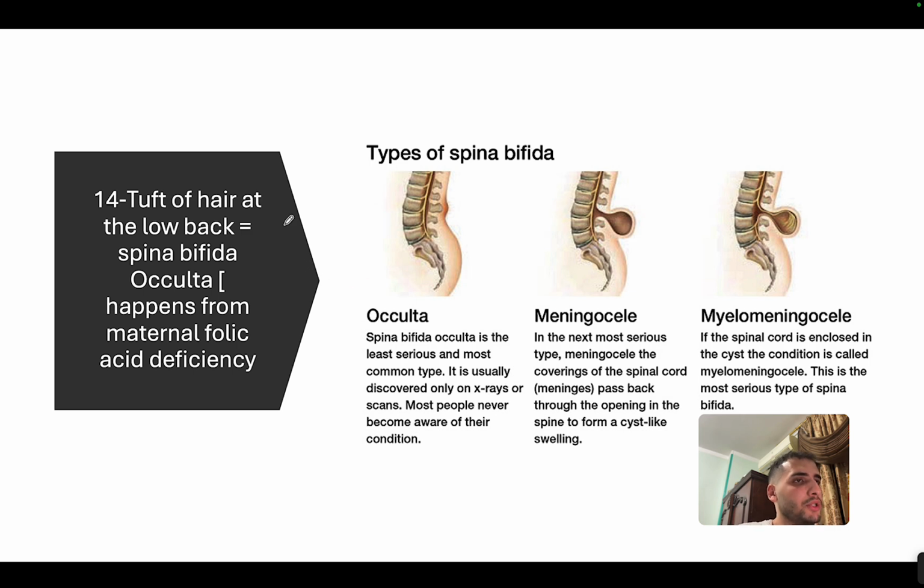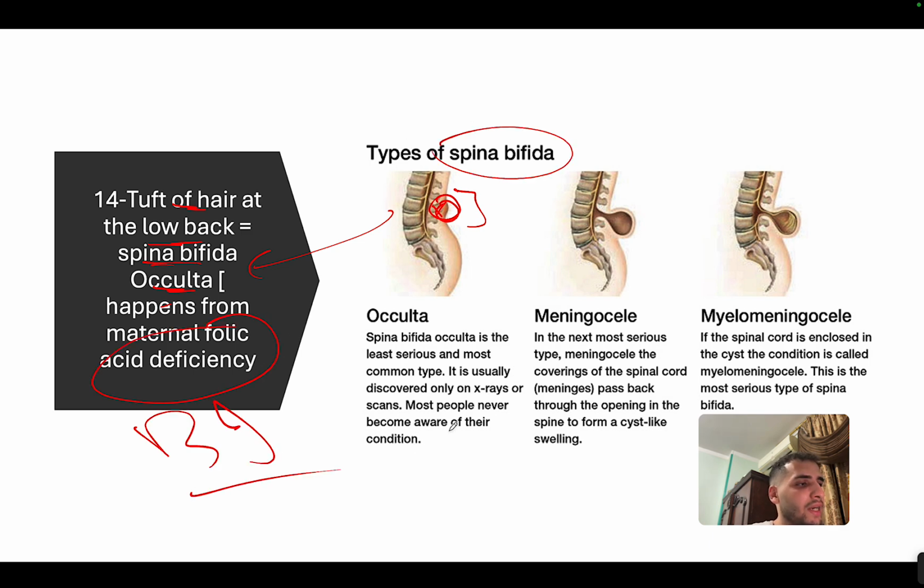When you see there is a tuft of hair or lipoma in the low back of a kid that was just a newborn, then the answer would be spina bifida occulta. In spina bifida occulta, there is no herniation of the spinal cord, but there is just like a birthmark to somehow tell the doctor that this is the diagnosis here. Now, any spina bifida can happen from a folic acid deficiency in the mother, which is vitamin B9. Now, this is spina bifida occulta.